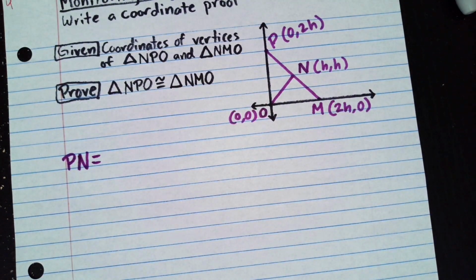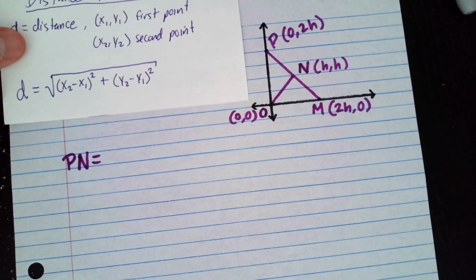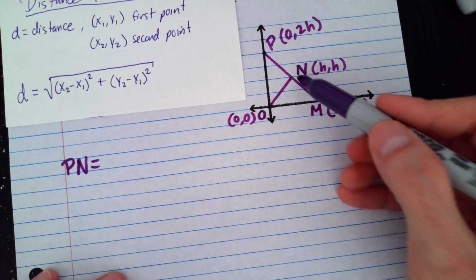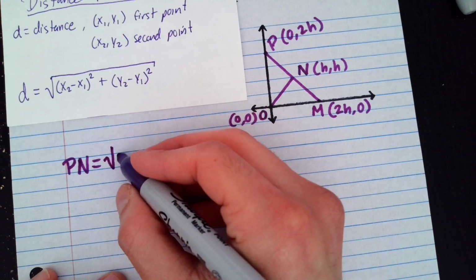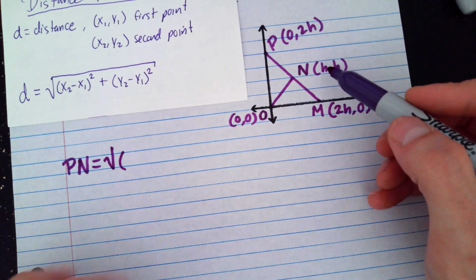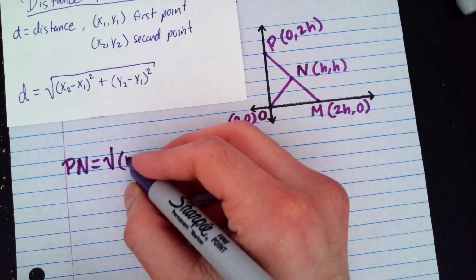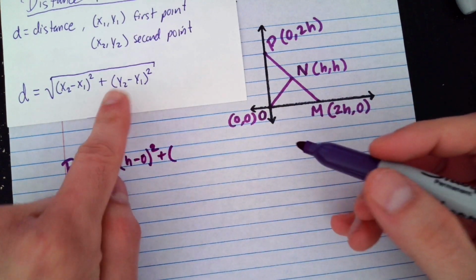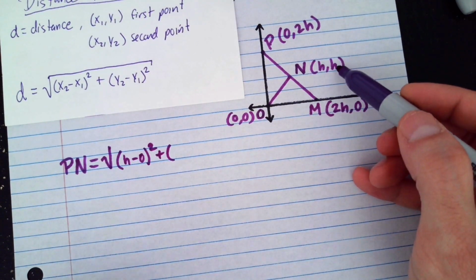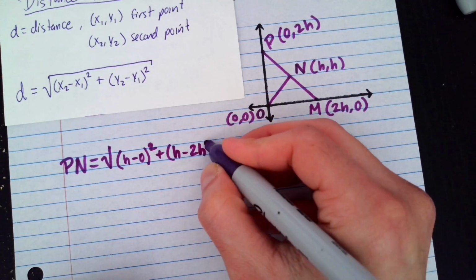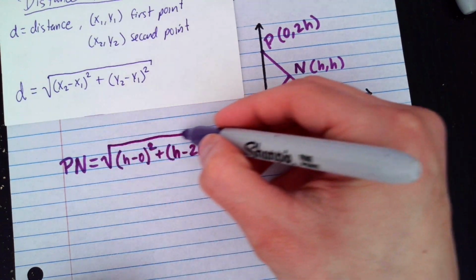So if I want to find the distance of PN, we have to use the distance formula. So we have to use this formula here to figure out what the distance is between them. So if I'm using P and N, I'm doing the square root of x2 minus x1. In this case would be h minus 0 to the second power plus y2 minus y1, or h minus 2h to the second power, and then the square root of all of these.